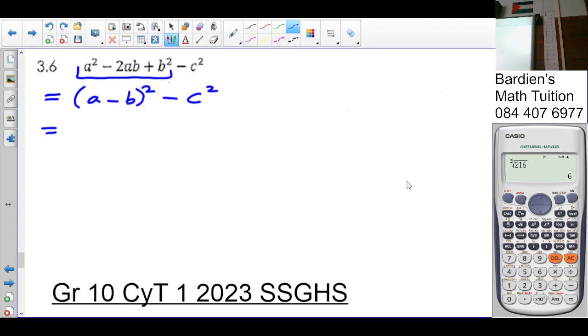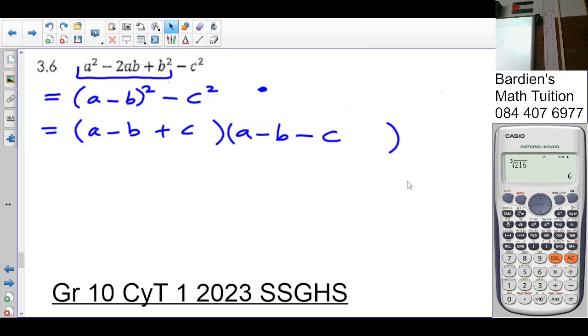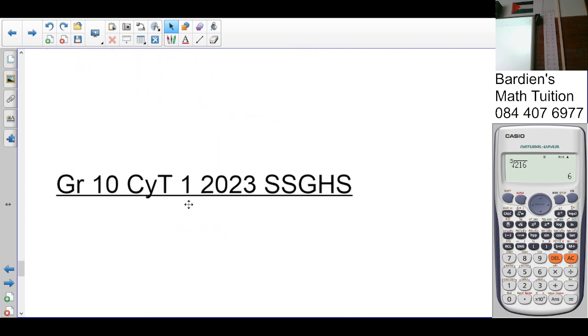The square root of (a minus b) all squared is going to be a minus b. The square root of c squared is c, which means to say that this is actually the difference of 2 squares. We're going to apply that there. The square root of (a minus b) squared is a minus b, plus c, and minus the square root of c squared, which is c, and of course c again. That brings us to the end of factorization.